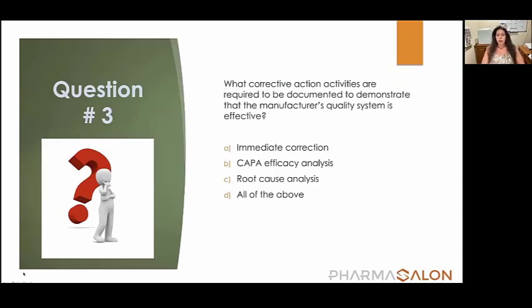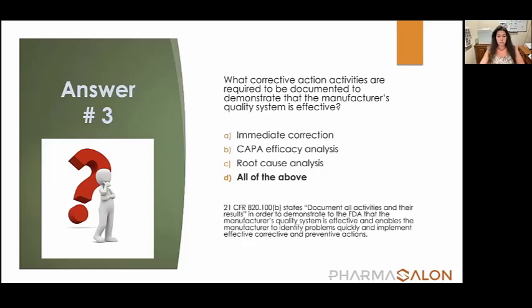Okay, next knowledge question. What corrective action activities are required to be documented to demonstrate that the manufacturer's quality system is effective? A, the immediate action or correction. B, CAPA efficacy analysis. C, root cause analysis. Or D, all of the above. And the answer being D, all of the above.